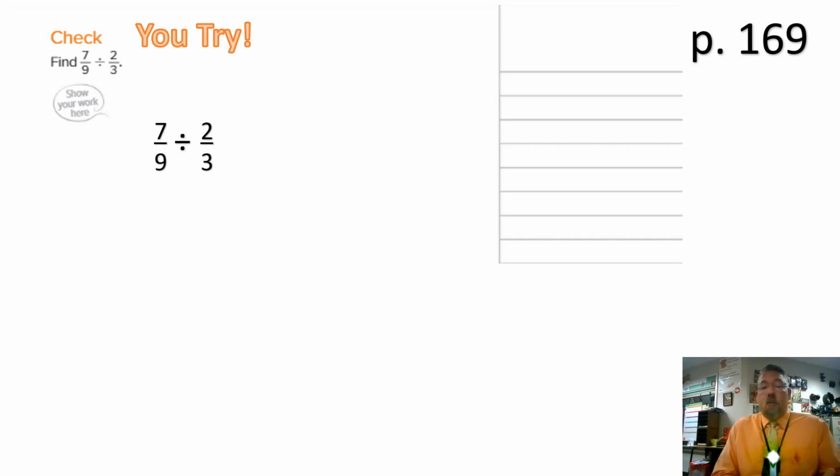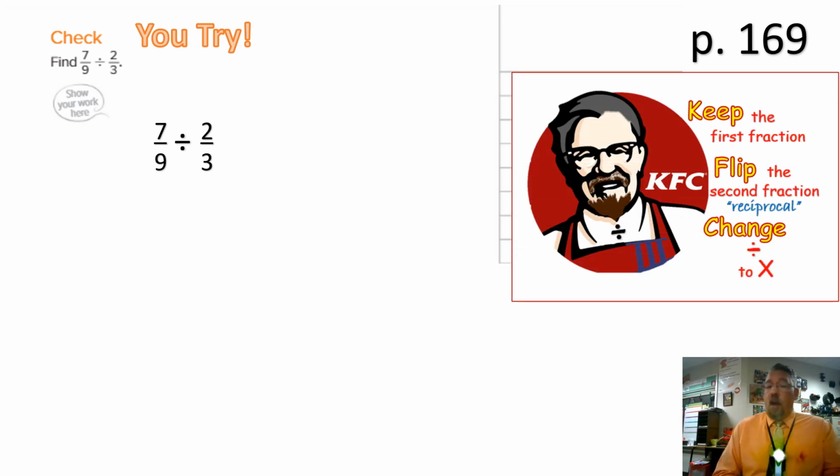So hopefully you followed your pattern. If you had 7/9 divided by 2/3 and you told yourself, well, I know I can't divide fractions, so I need to KFC it. So I need to keep my first one, which I brought down, my 7/9. I need to flip my second one, so I'm finding my reciprocal of 2/3, which is 3 over 2. And then I know that the C tells me I can't divide, so I need to change that to multiplication.